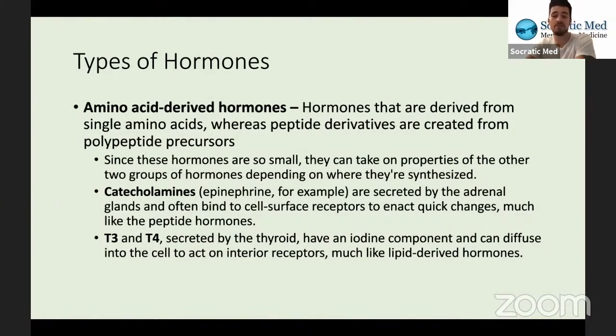steroids. So the catecholamines, epinephrine for example, are hormones secreted by your adrenal glands. The catecholamines don't go through your cell membrane. They bind to cell surface receptors, and they're pretty quick acting. So in that way, they're very similar to peptide hormones. T3 and T4 are two hormones secreted by the thyroid. They have an iodine component, and they're able to diffuse into the cell and act on interior receptors, a lot like the steroids and lipid-derived hormones we were just talking about. So both the catecholamines and the thyroid hormones are amino acid-derived hormones, but you can see they act very differently. Their behaviors resemble those of the other two categories. But for our categorization purposes, we divide them into three based on their precursors. That's a pretty important thing to know about the amino acid-derived hormones.